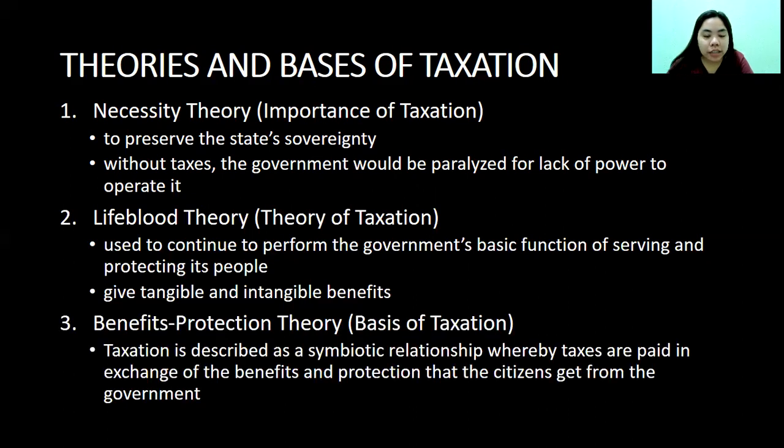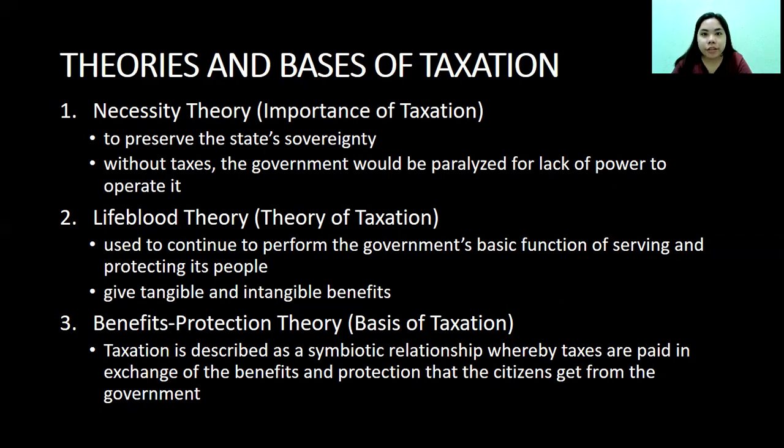Then the benefits protection theory, that is the basis of taxation. Taxation is described as a symbiotic relationship whereby taxes are paid in exchange of the benefits and protections that the citizens get from the government. The people contribute their taxes to the government, then the government in exchange will serve its people by providing services and intangible and tangible benefits to its people who are contributing those taxes. So there is a symbiotic relationship between the people and the government. That explains the benefits protection theory. Okay, to review, the theories and basis of taxation are first, the necessity theory, or the importance of taxation.